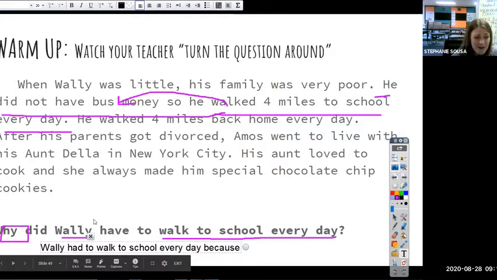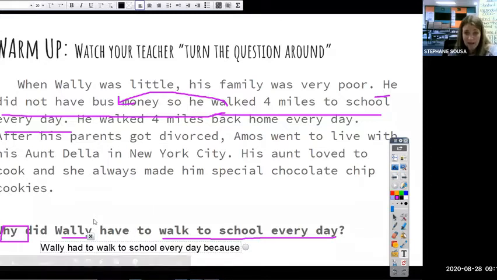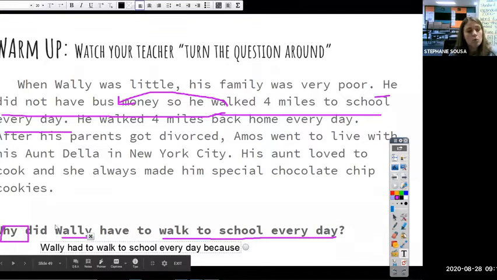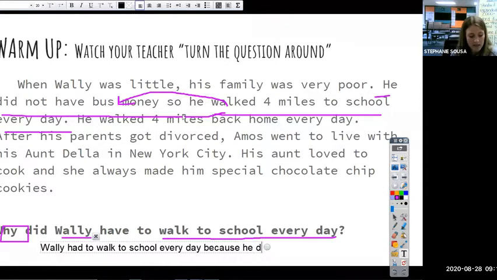You guys do this every day. When I say, what's your name? You say, my name is. So this helps us communicate more clearly. Why did Wally have to walk to school every day? Now I look up here. Wally had to walk to school every day. Look what I do. Because he did not have bus money. Look at that. Because he did not have bus money.